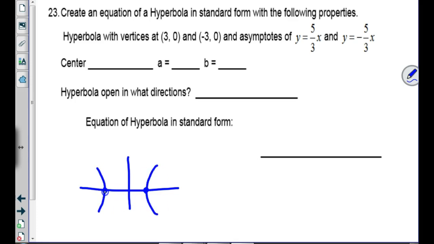Because remember, it actually goes through the vertices. I don't know how big the box is in here. Actually, I could figure that out, but it opens through the vertices. So here you can put left, right that it opens. I think they call that horizontally, but I really don't care. Just put left, right.